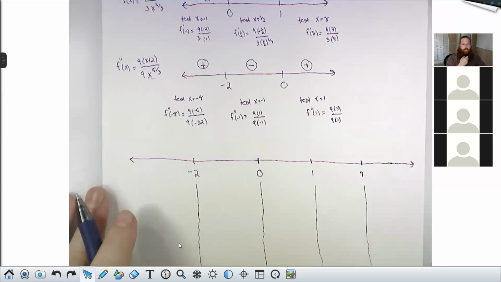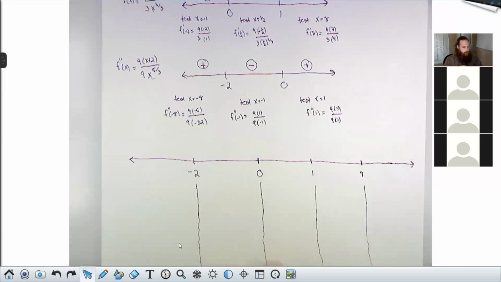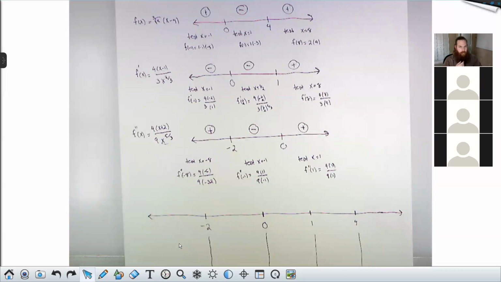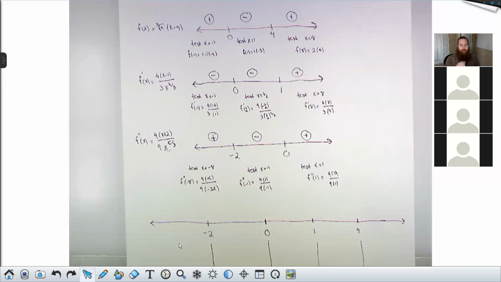Yeah, go ahead. Where'd you get the 4 from again? The 4 is a place where f changed sign. Oh, okay. I see. I didn't see that up there. Yeah, all the way at the top. Okay, thank you.